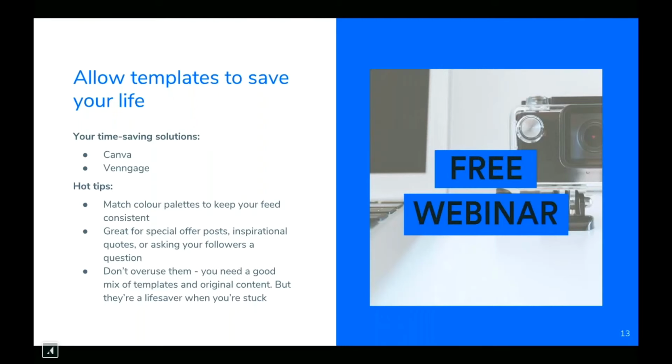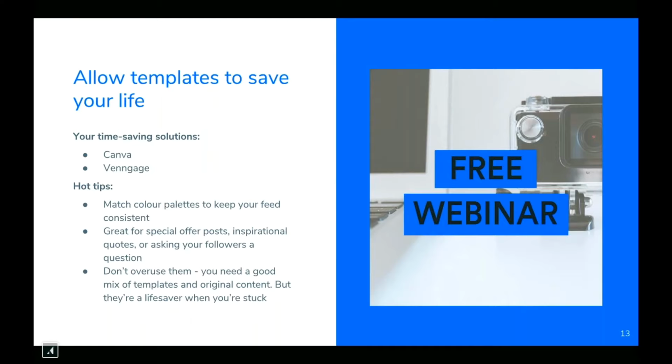So the truth, my first bit of advice is to allow templates to save your life. The truth is that you can get quality content from other sources if you don't always have time to create your own. And some examples that we've used here at Iconosquare are Canva and Venngage. You can see on the right how we actually used a template from Canva to create a post to promote this webinar. They're really great for special offer posts, inspirational quotes, or asking your followers a question.